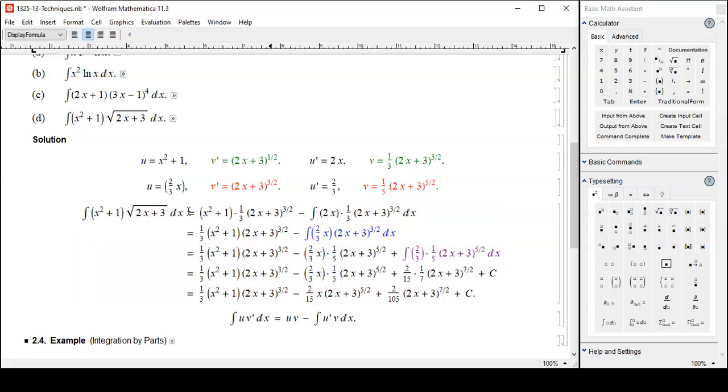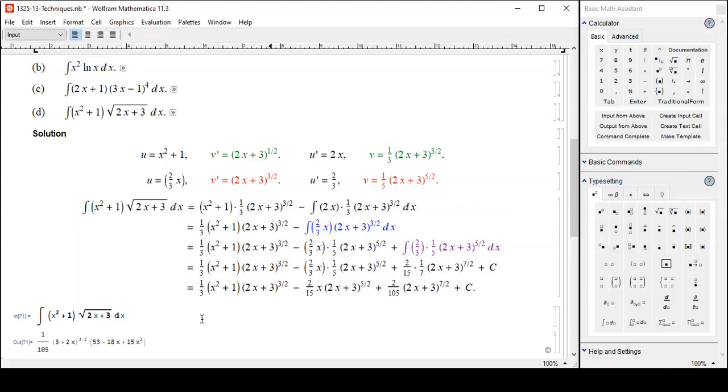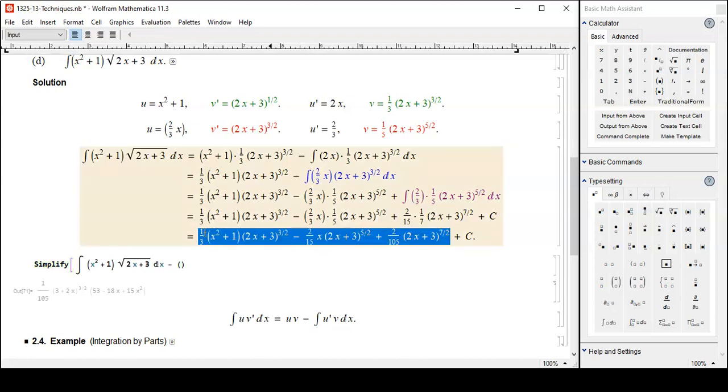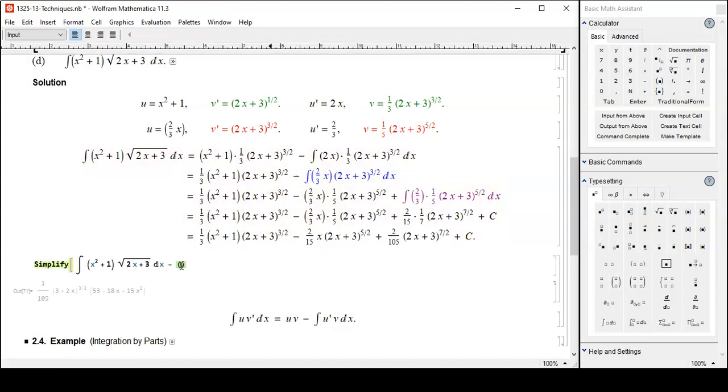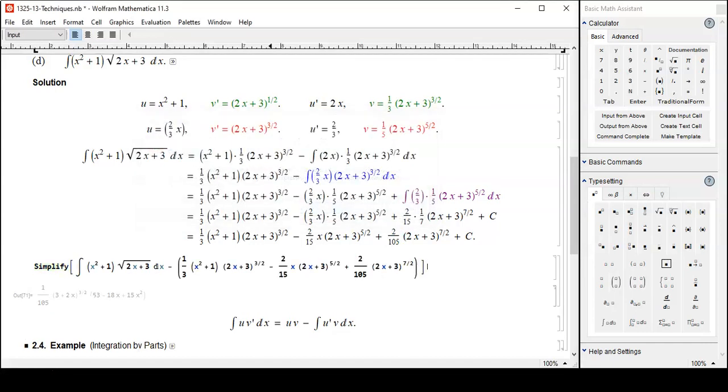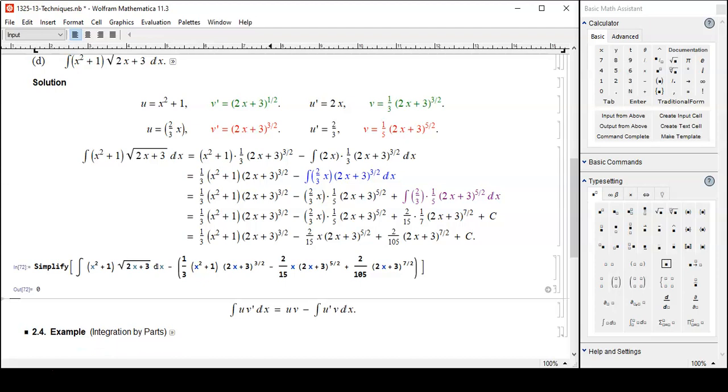Let's see, it's too complicated, so I better check. What is Mathematica's computation? And of course, whether this and that are the same is difficult to tell, so let's take the difference and then simplify it. Copy and paste this thing and take the difference between Mathematica's computation and my computation and simplify, and the difference is 0. So two responses are actually the same.